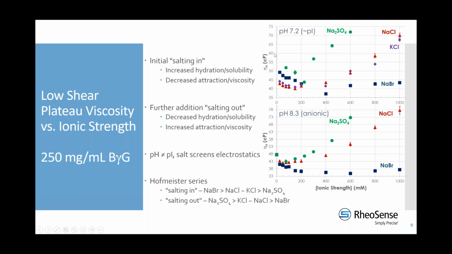And so we have that here on the y-axis as a function of ionic strength in units of millimolar. And as I mentioned before, we're looking at different types of salt and then at these different levels. We also looked at it at two different pHs, one where we're close to the isoelectric point, so we're expecting little to no charge there, and one where we're above the isoelectric point, so we're expecting that to be anionic or negatively charged.